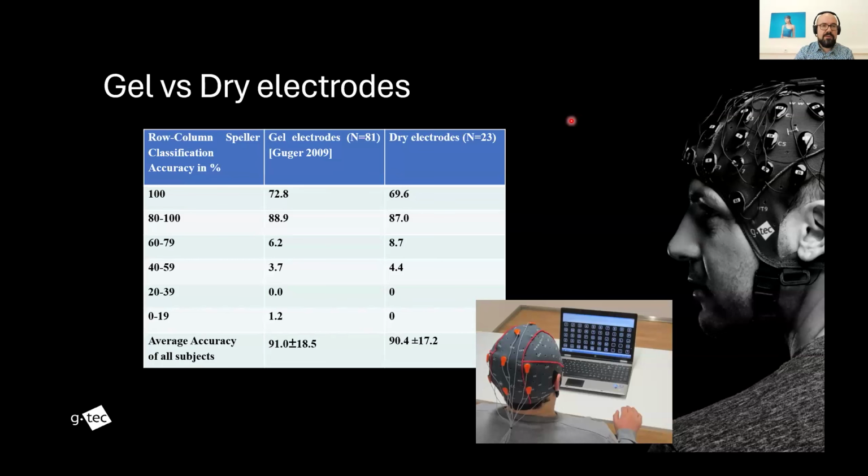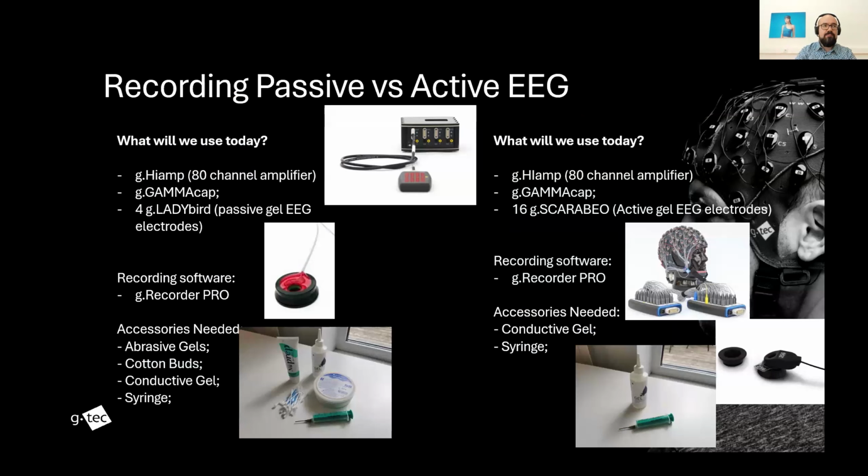So we can see here, for example, how the accuracy changes, but you can see that the dry electrode, even though it's not as good as the gel, is highly significant. So we'll have a lot of people who will be able to use dry electrode setups in their experiments. So let's go to the practical session.